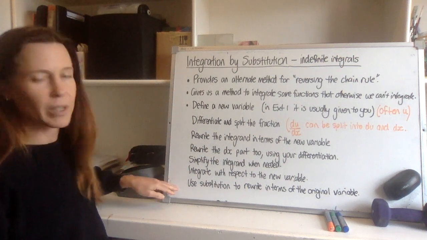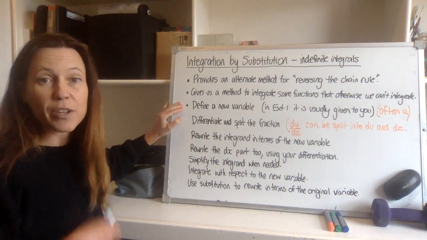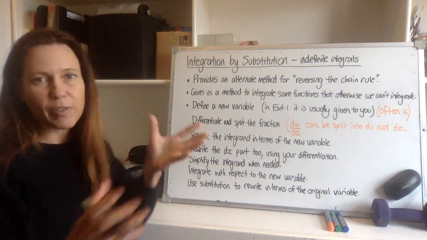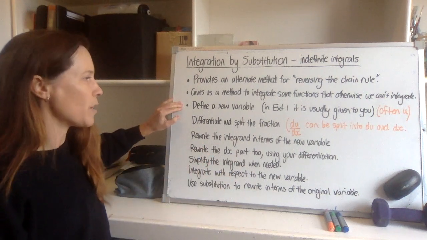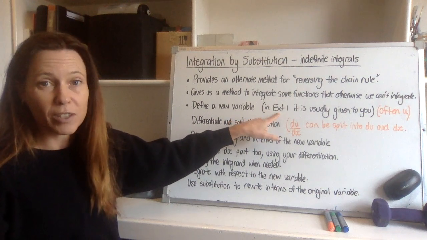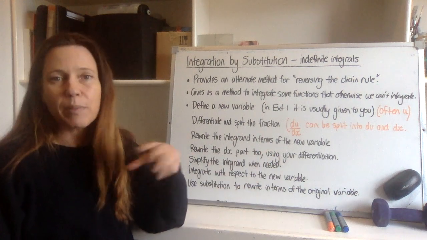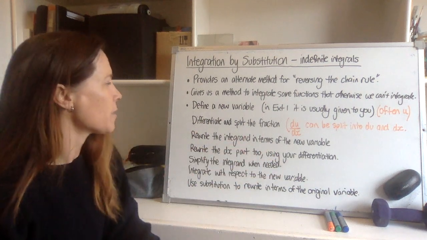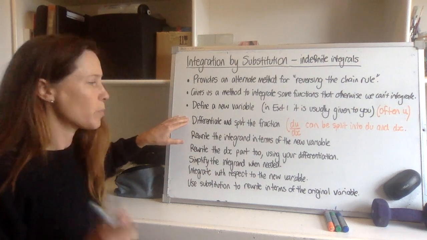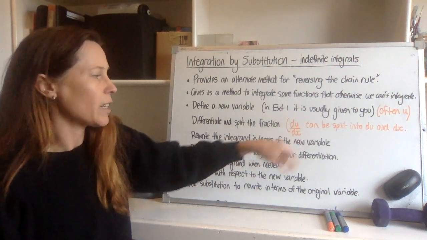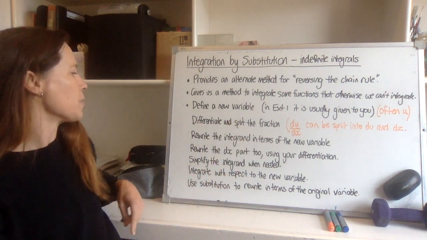Now, here are the steps that we need to follow. This will make more sense as we look at our first example, but we need to actually define a new variable. So if we've got some function of x and we want to integrate with respect to x, then we define a new variable, and in this course it will generally be given to u. A lot of the time it will be u equals some function of x. Sometimes it might be theta equals some function of x. So what we do with that u is we differentiate it, and then we split the fraction up. So du dx, for example, can be split into a du part and a dx part. You'll see how that happens in a moment.